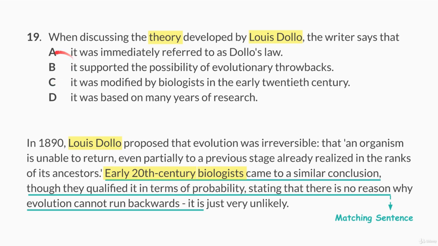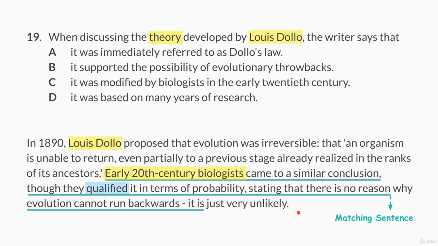Because it could only be either B or C, since we only found keywords for B, which was evolution, and keywords for C, biologists and early 20th century. So it had to be either B or C, and we already eliminated B. It cannot be B because that's not what it says over here. So that is going to be our matching sentence.